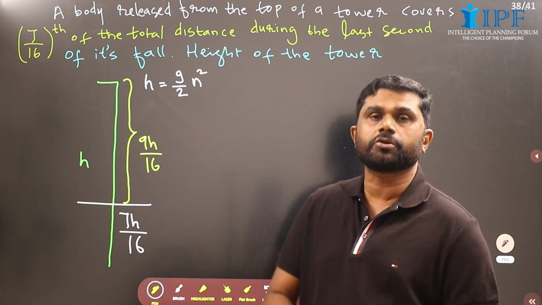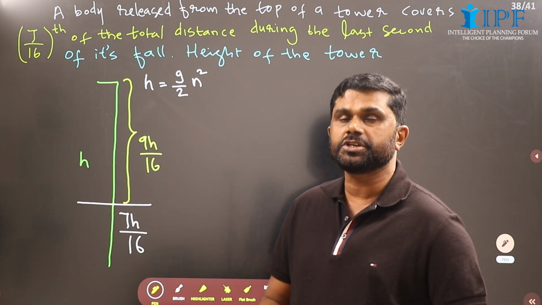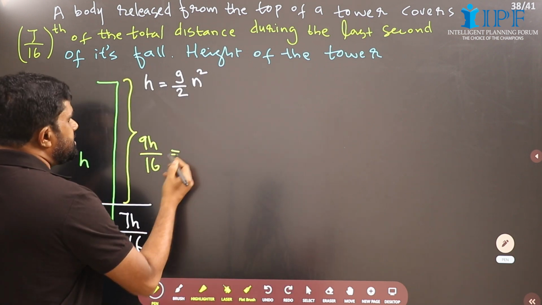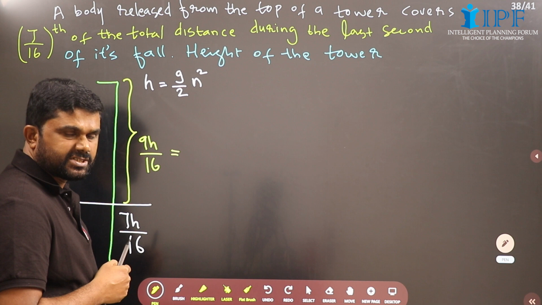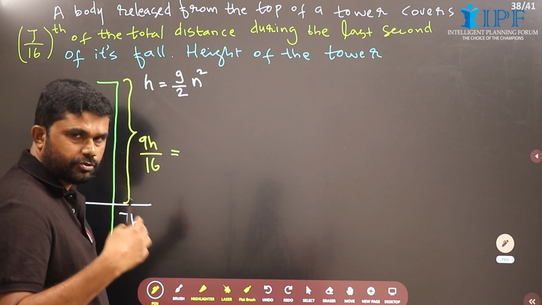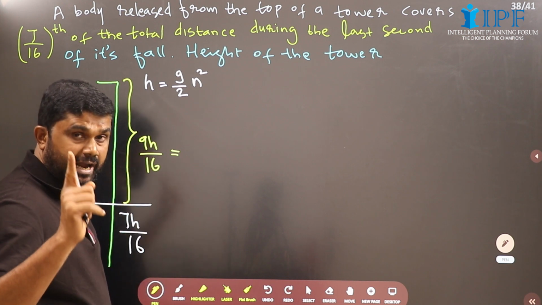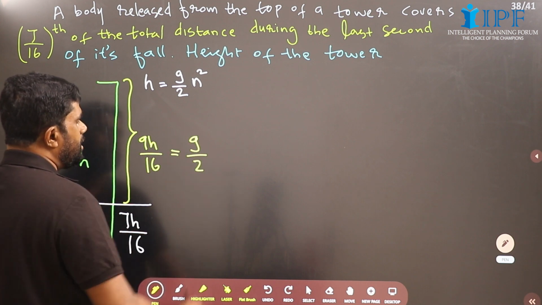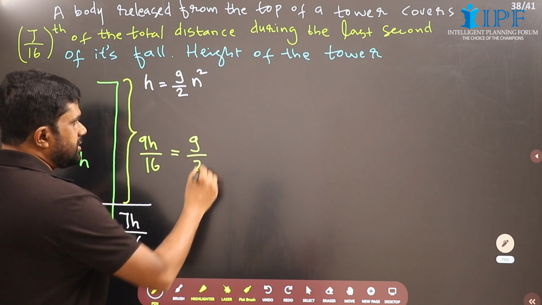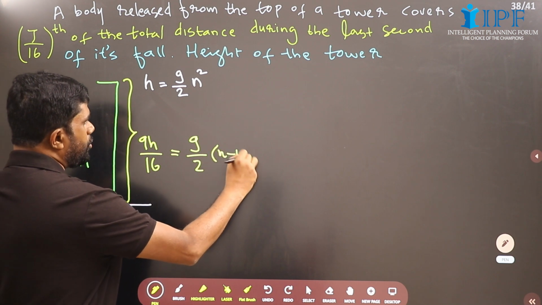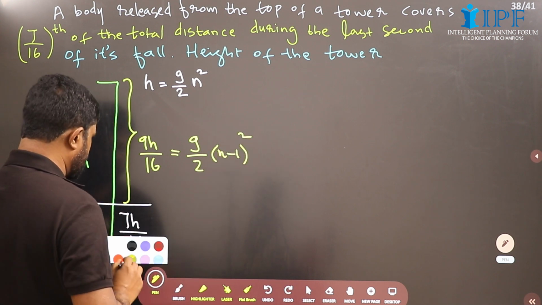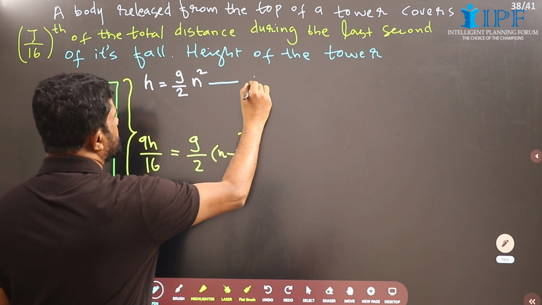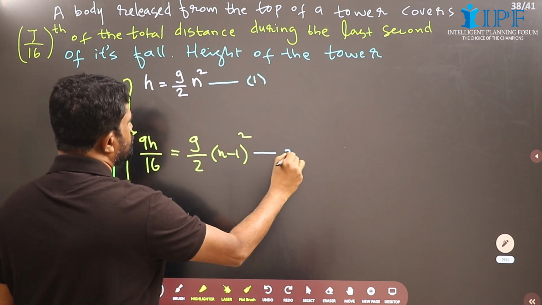Initial velocity u equals 0, displacement is 9h over 16, directed down, which I have taken positive. Acceleration due to gravity is directed down, so g by 2 is taken as positive. Then the time is n minus 1 whole square. Now I have got two equations. This is equation 1 and this is equation 2.